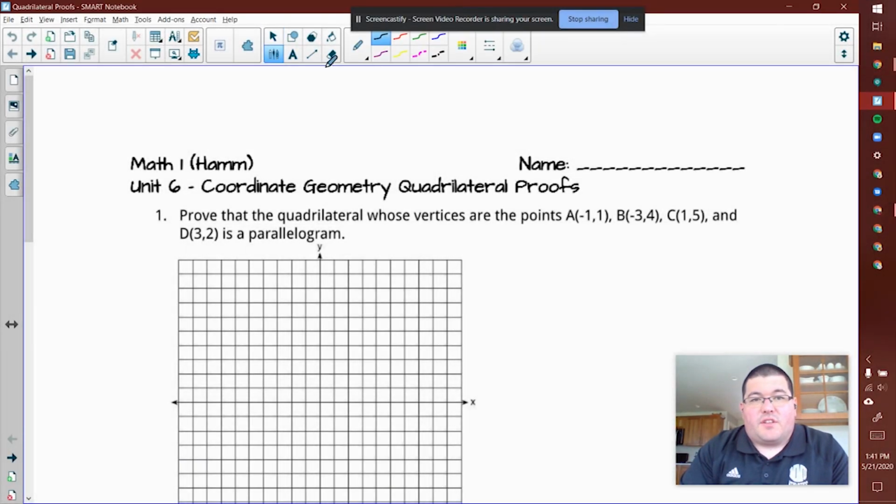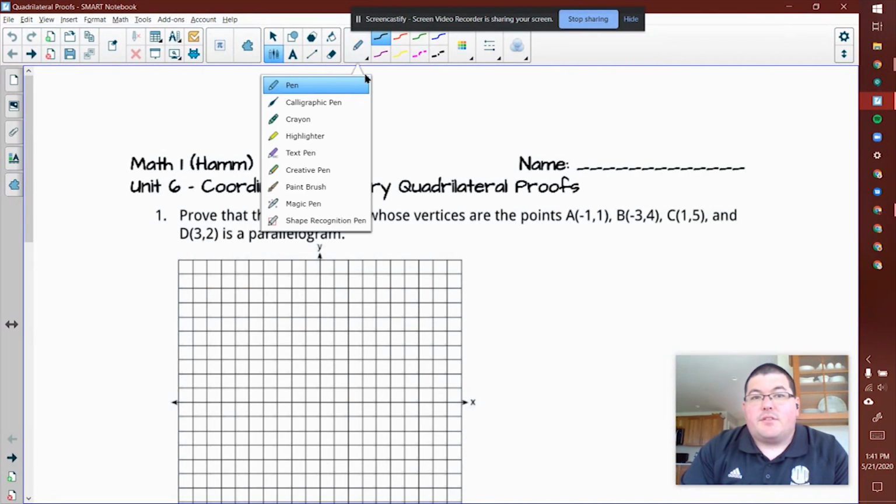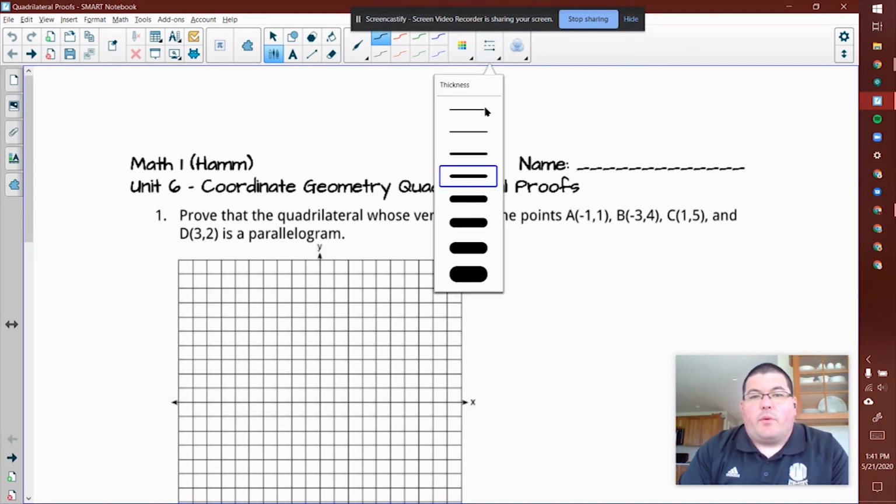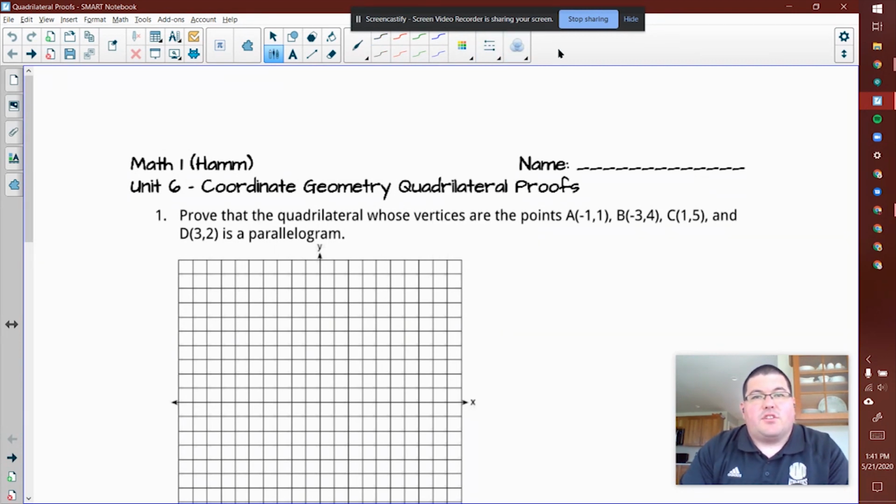Welcome to this edition of MatHAMMatics. As promised, we are going to be looking at coordinate geometry quadrilateral proofs. So the last time that we were together, we did some proofs with triangles. And so today we're going to use the definitions that we learned about for different types of quadrilaterals, and we're going to start to prove those things.